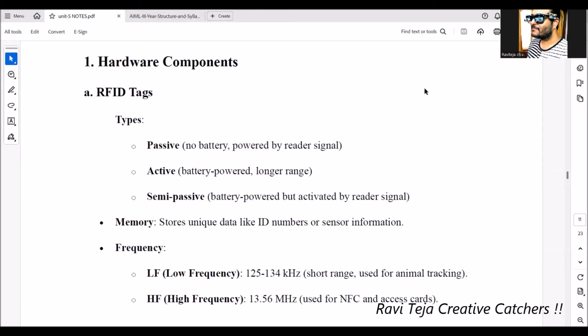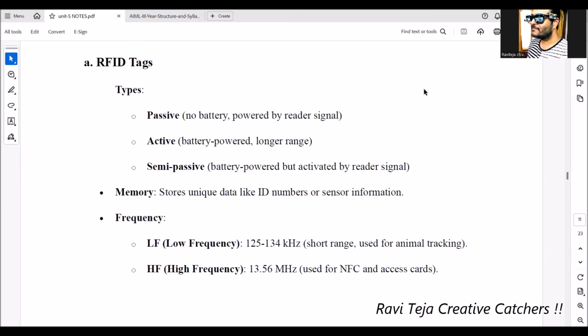And coming to its memory, it has a small memory chip, almost like 1 MB data storage, which stores the unique identity number, a 10-digit unique identity number, through which you can read the data for making different types of applications.